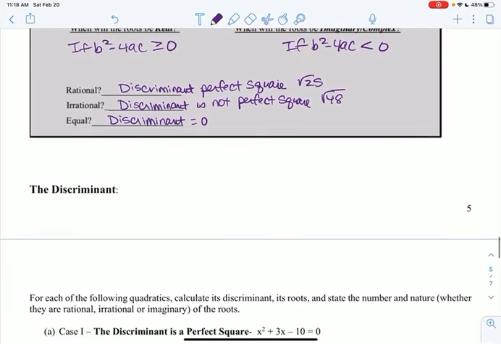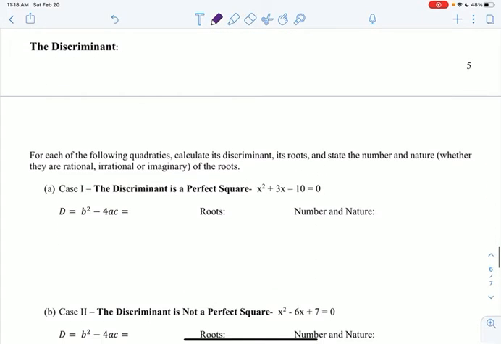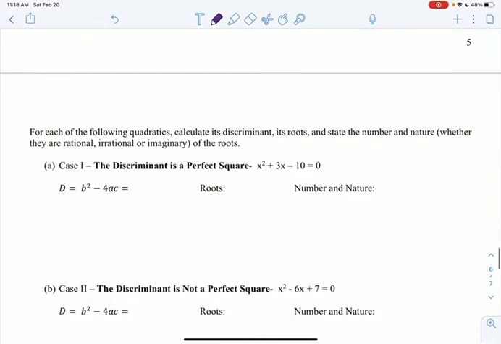All right, so let's look at this discriminant on the next page. For each of the following quadratics, we want to calculate its discriminant, its roots, and state the number and nature, whether they are rational, irrational, or imaginary roots. I'm just looking at the b squared minus 4ac part. Here, a is 1, b is 3, c is negative 10. So b squared is 3 squared, which is 9, minus 4 times a, which is 1, and c is negative 10. Negative 4 times 1 times negative 10 is 40, and 9 plus 40 is 49.